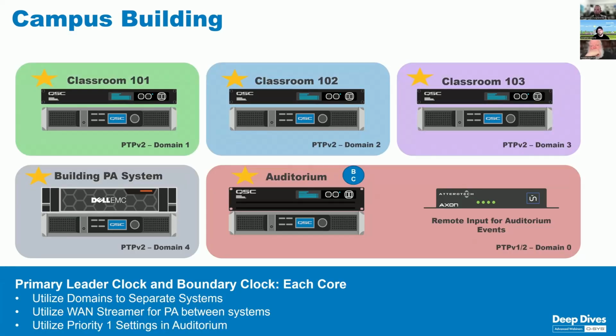Okay, so QSYS, in this particular case, would allow us to set alternate domains for these other classrooms and the PA system, because we're not utilizing Dante on any of those other cores. But for instance, the auditorium is going to be utilizing that remote input that's going to be plugged in and taken away before and after events. And so in this scenario, we can set our auditorium core to always be our network clock for that domain of 0 when we're utilizing Dante and AES-67 or QLAN.